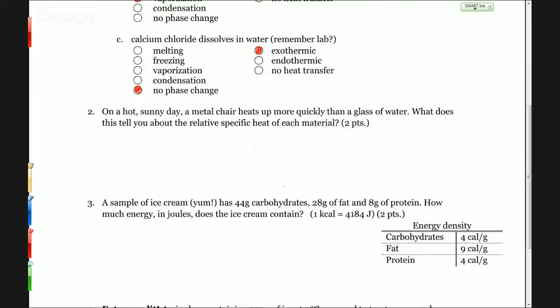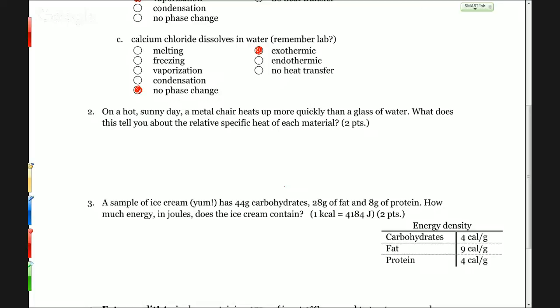All right, on a hot sunny day, a metal chair heats up more quickly than a glass of water. What does this tell you about the relative specific heats? How can you explain that in terms of specific heat? Because you got the same heat input on a sunny day. The sun is shining on everything equally. So why would the chair get hotter than the water? Somebody take a turn. Who wants to go first?